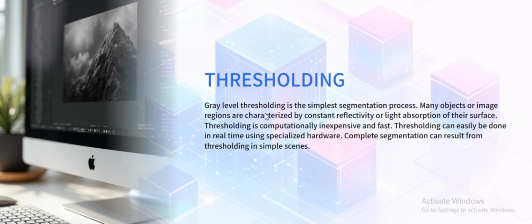We call it gray level thresholding. Many objects or image regions are characterized by constant reflectivity or light absorption of their surface. So, we categorize dark or white using the technical terms constant reflectivity and light absorption of the surface. It depends on how the light falls on the image, and based on that the image is categorized.